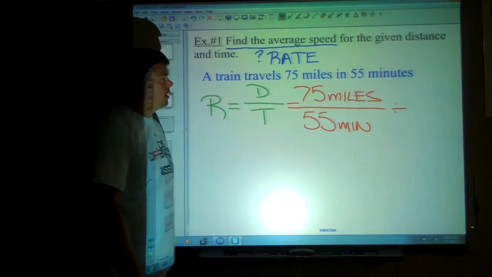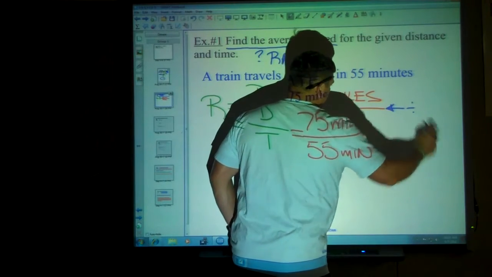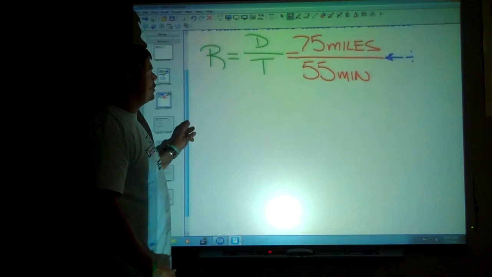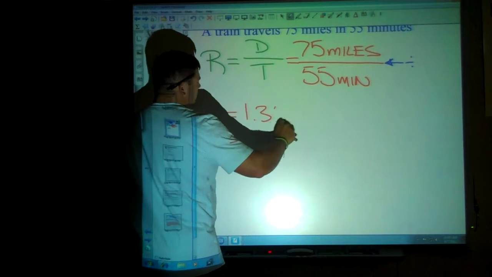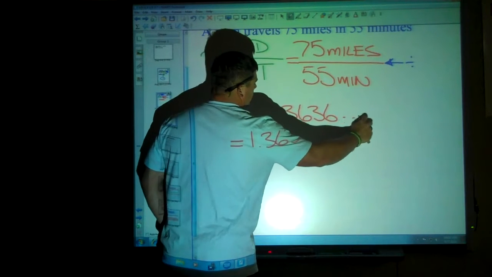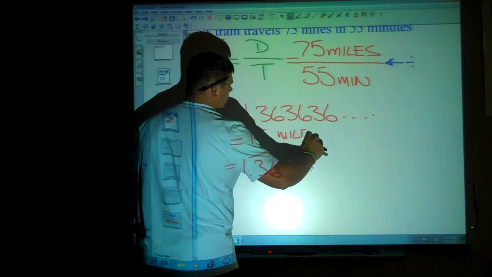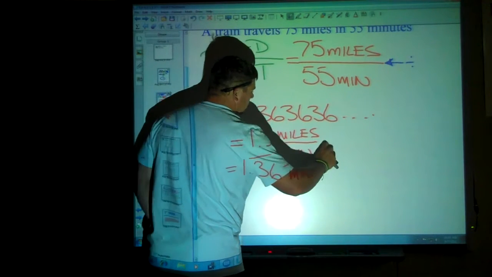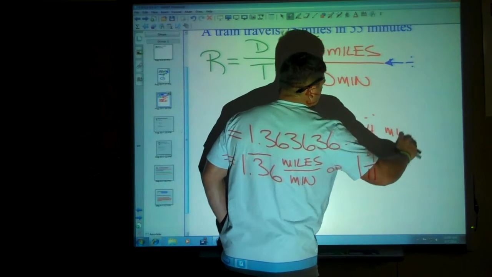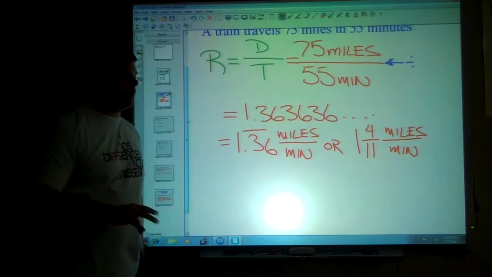Now, a lot of people make the mistake and they get an answer and they say automatically miles per hour. But in reality, this is going to be miles per minute, so we need to keep that in mind. If we actually take those two values and we divide them, we get 1.36 repeating. So we could say that's 1.36 with a bar miles per minute. Or, as a fraction, we could say 1 4/11 miles per minute. So not miles per hour, but miles per minute.